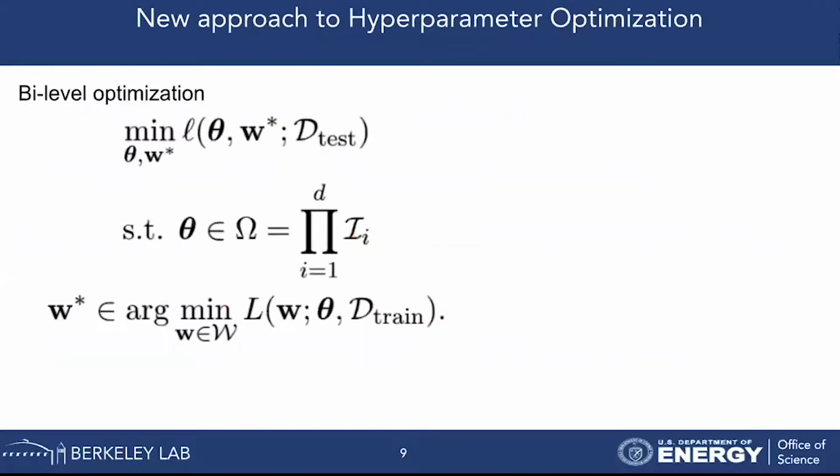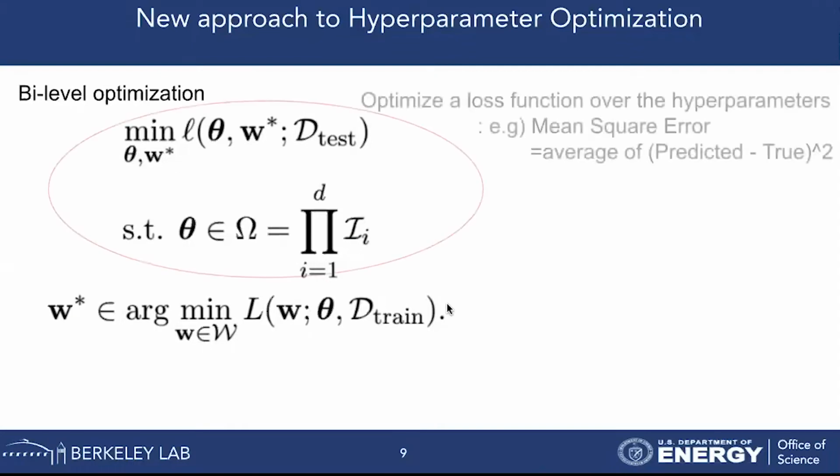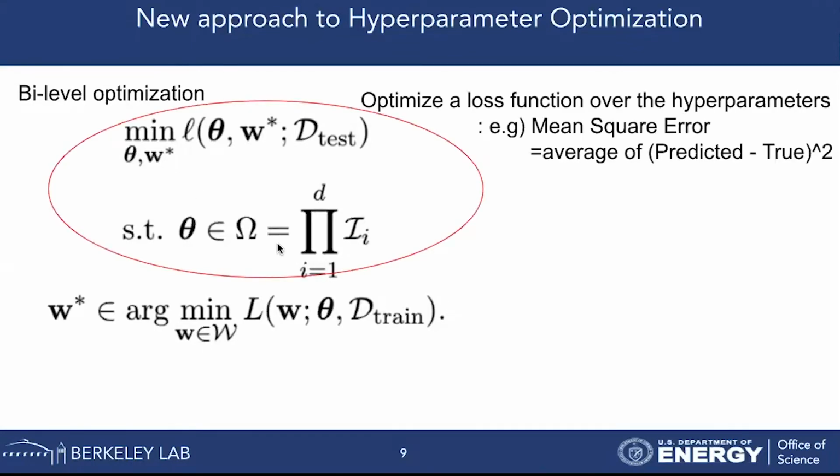Now we define our hyperparameter optimization problem as a bi-level optimization. It means we are going to solve two optimization problems. In the upper level optimization problem, we minimize loss function L over the hyperparameter theta with optimized neural network weights W star with dataset D test.